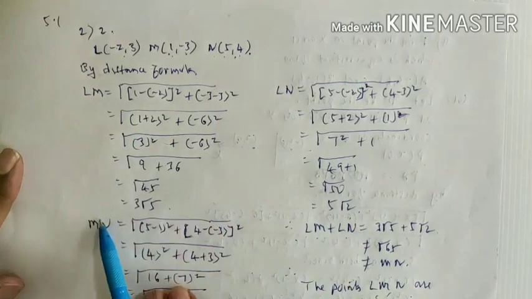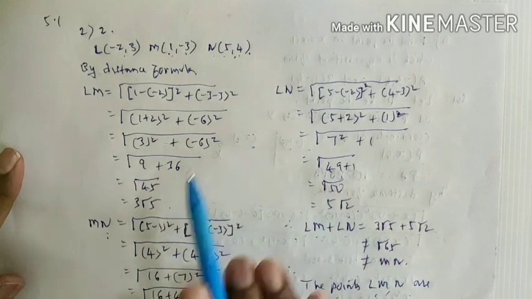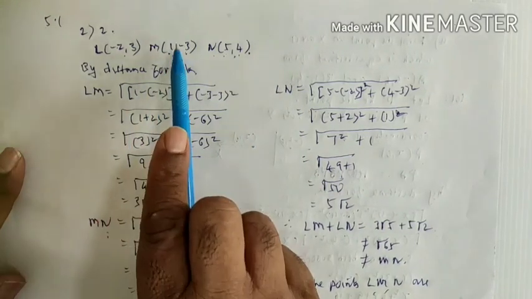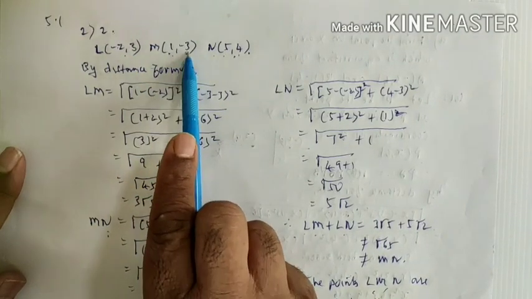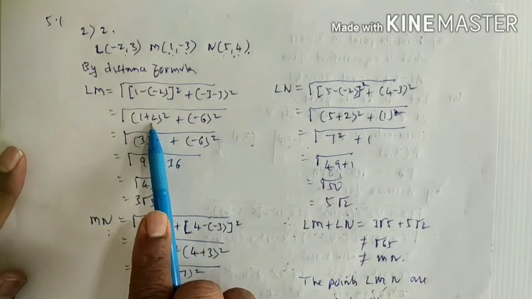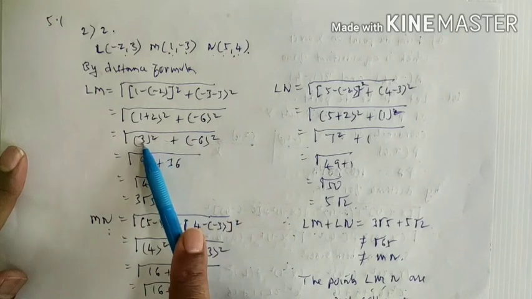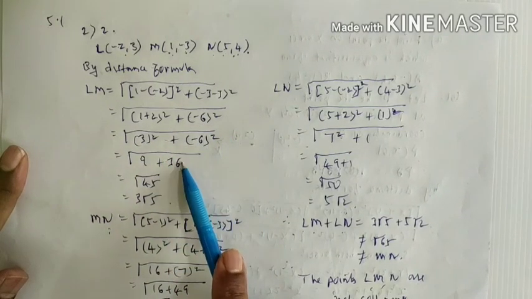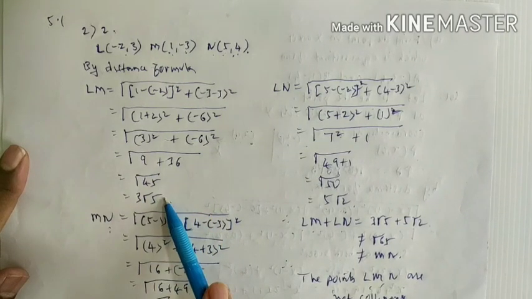If the sum of two sides is not equal to the third side, then the points are non-collinear. Say first LM. LM by the distance formula is root of (1 minus 2) square plus (minus 3) square. 1 minus 2 means 1 plus 2, the square, plus minus 6 square, or 3 square plus minus 6 square. 3 square is 9, minus 6 square is plus 36. 36 plus 9 is root 45, that is 3 root 5.